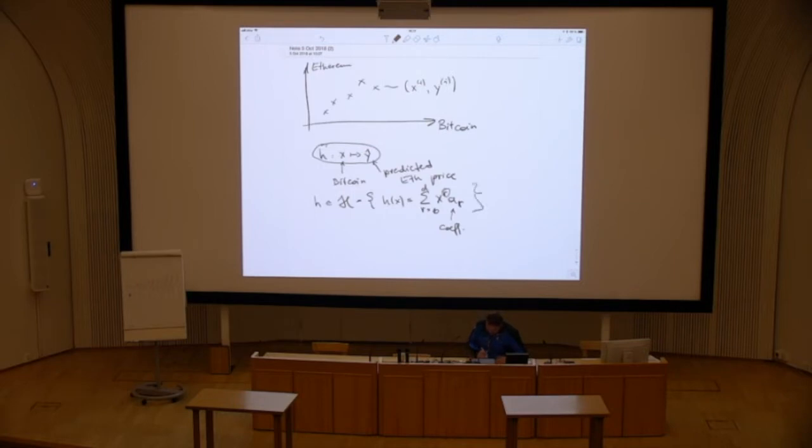What is a good degree here? So d is a parameter of this hypothesis space. What is a good degree? 3. Okay, let's say we try degree 3 and we fit it. So how do we choose a good hypothesis out of this hypothesis space of polynomials of maximum degree 3? Or how do we evaluate the quality? Let's say we have a particular hypothesis out of this hypothesis space. How do we measure how good it is?